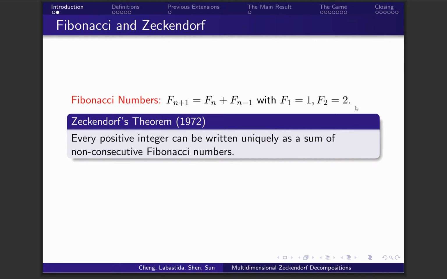This is done greedily. I'm showing an example. For example, 51 = 34 + 13 + 3 + 1 = F_8 + F_6 + F_3 + F_1. Now notice that if we get a sum of consecutive Fibonacci numbers, obviously we can use the Fibonacci recurrence.